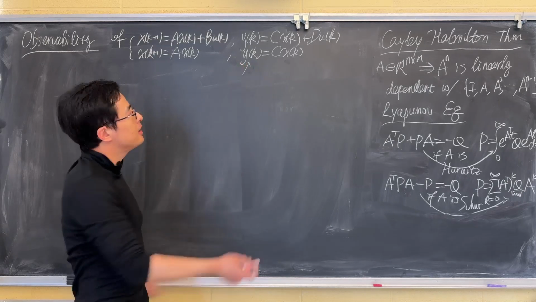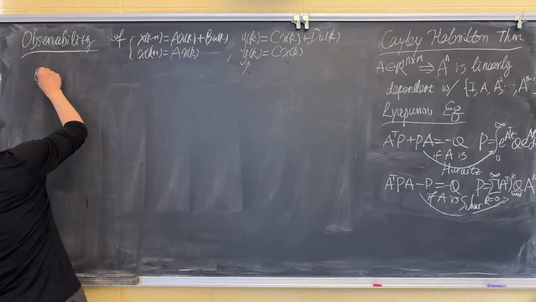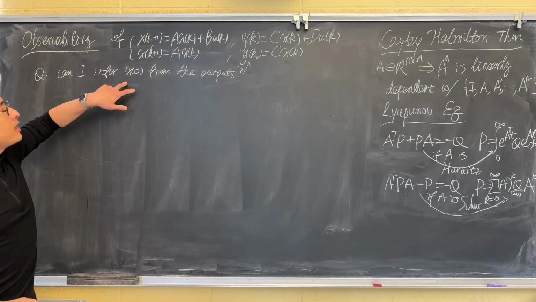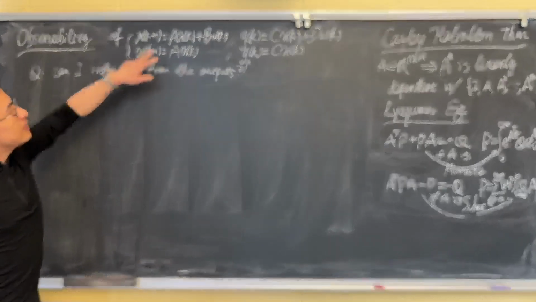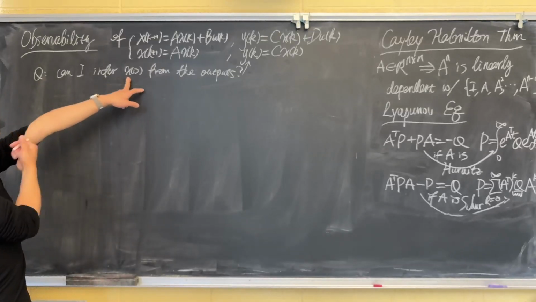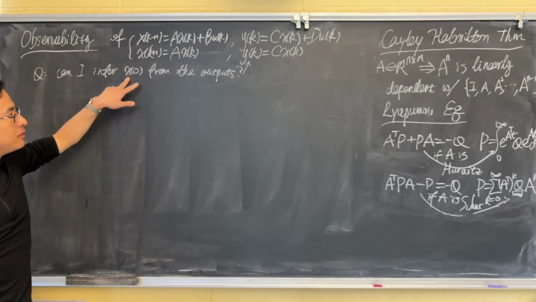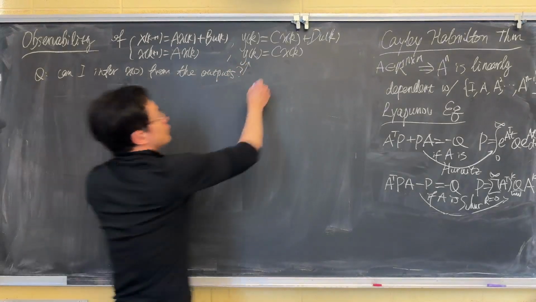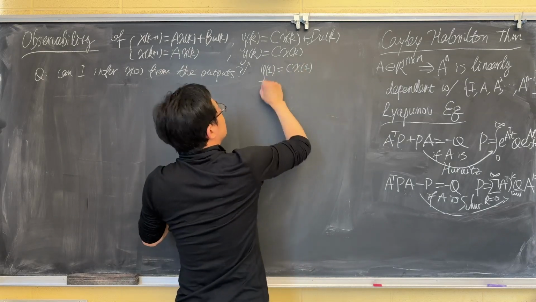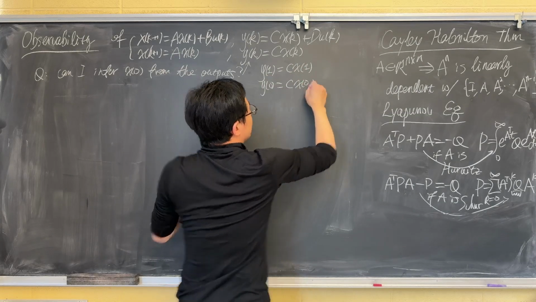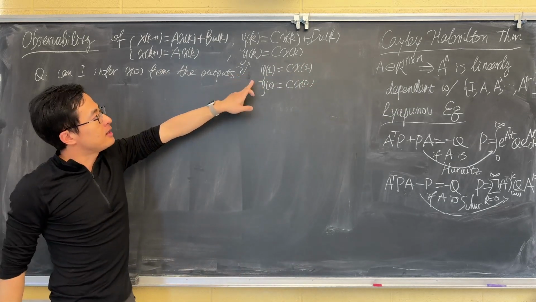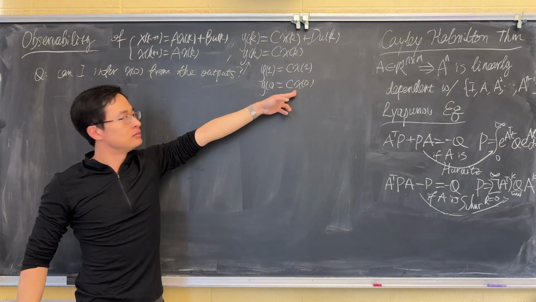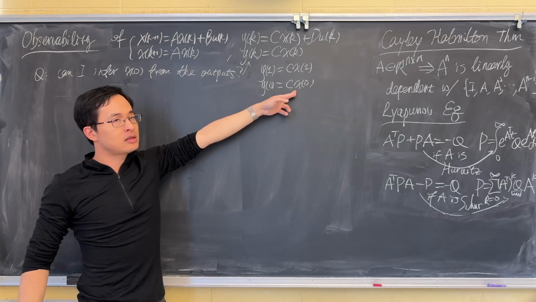More specifically, for a linear system like this, it's asking: can I infer the initial state from whatever I can measure? If I can measure just one, or if I can take two measurements, can I infer the state directly? This is not always true.